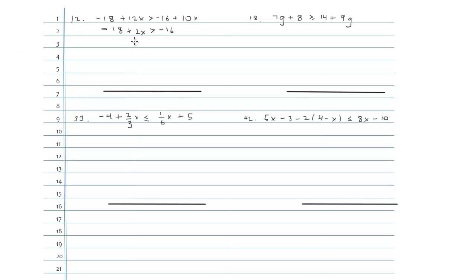We'll add this 18 to the other side. Adding 18 to a negative 16 will give us a positive 2. Then we'll divide out our 2 and we'll get x is greater than 1.